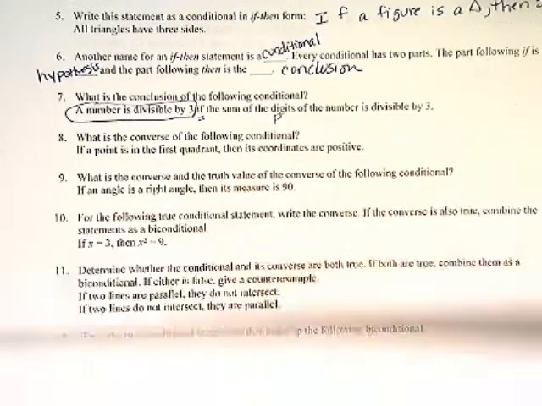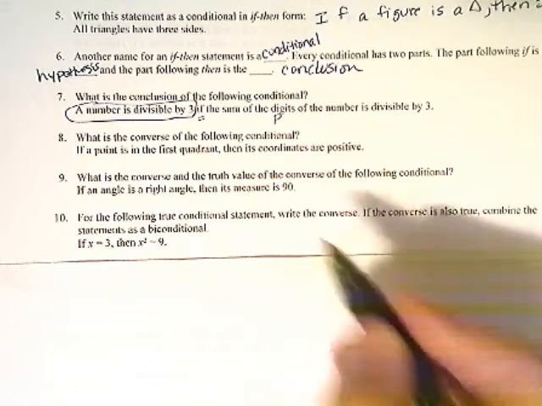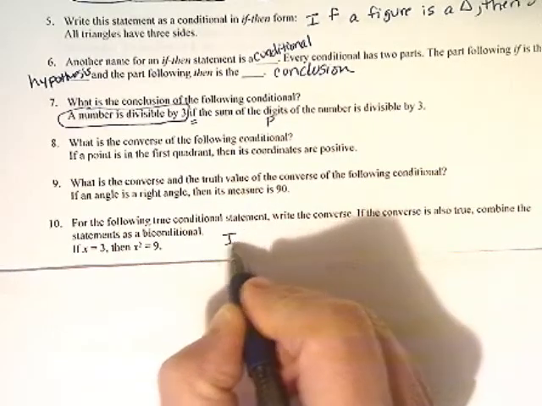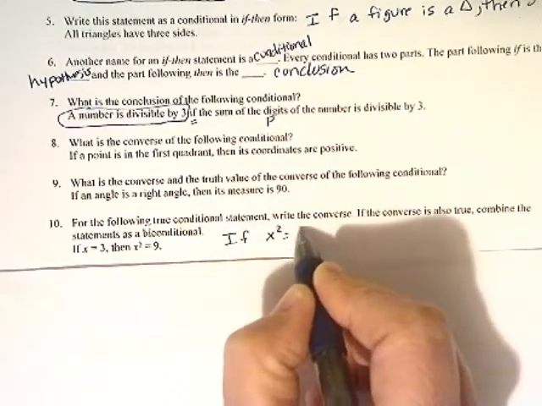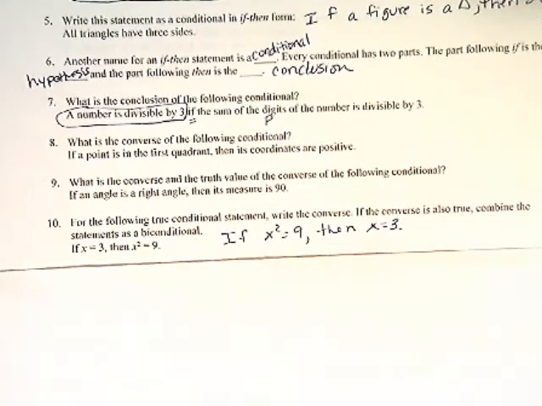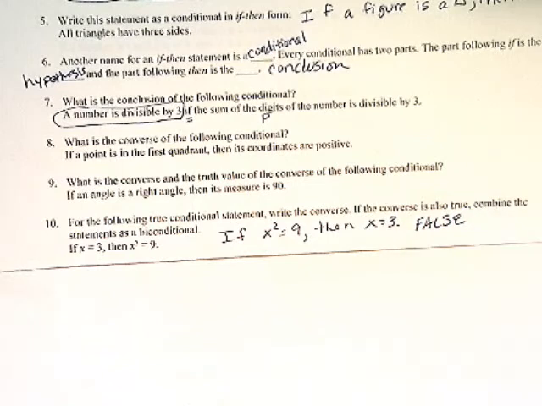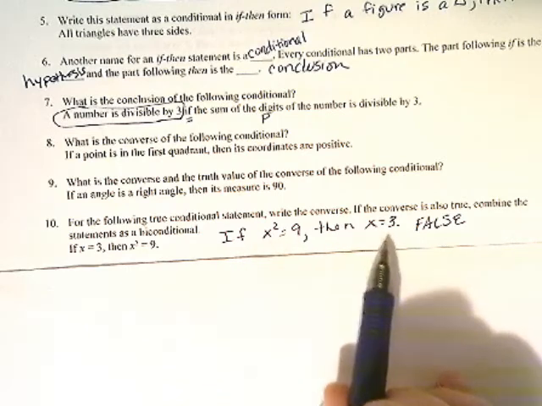Number 10. For the following true conditional statement, write the converse. If the converse is also true, write the statement as a biconditional. And we would write for the converse, if x squared equals 9, then x equals 3. But that is false because x could also be negative 3. So we cannot write that as a biconditional. We cannot use the if and only if because the converse was not also true.